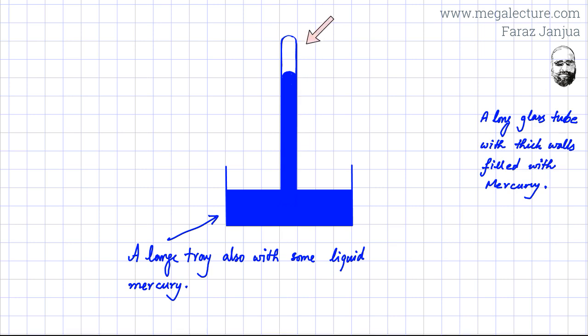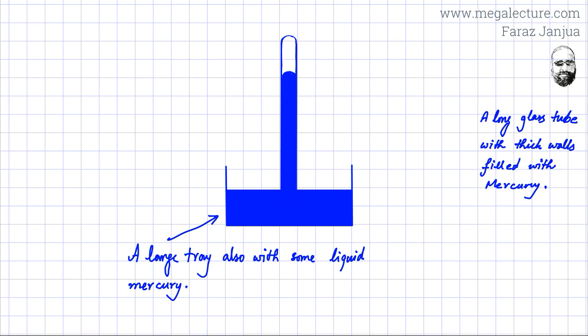And as mercury goes down, one very important thing for this portion of the test tube, as you can see, there is nothing over here, nothing. It is vacuum. Actually, that is the definition of vacuum as well. Absence of matter is called vacuum. This is man-made, very close to 100% vacuum.